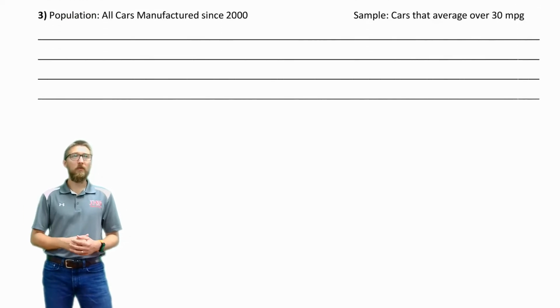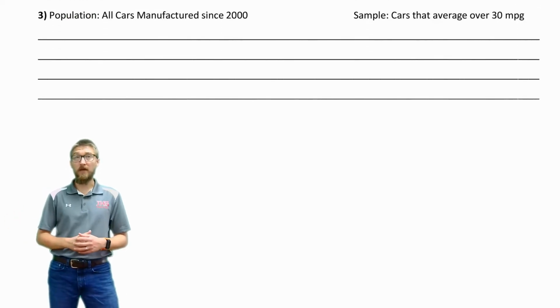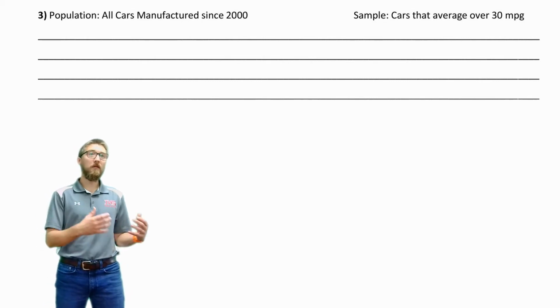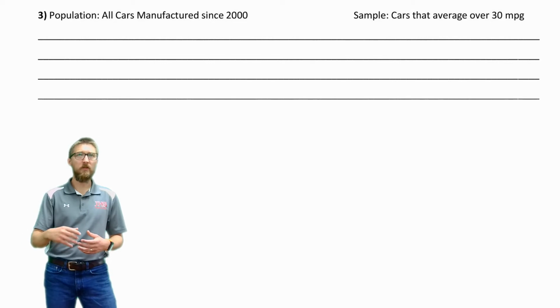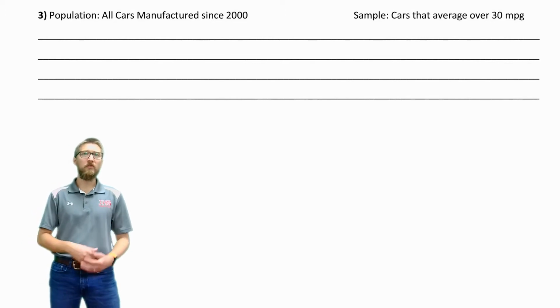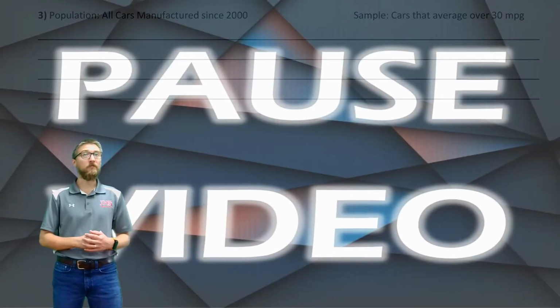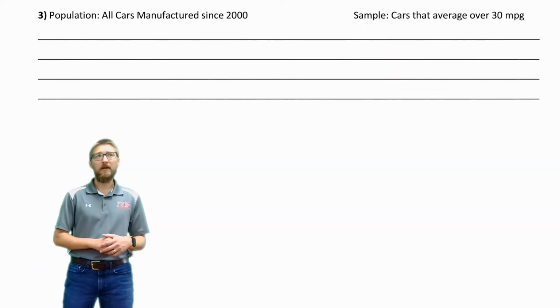Number 3, the population is all cars manufactured since 2000, and then the sample would be cars that average over 30 miles per gallon. I want you guys to maybe pause the video and try to come up with some questions for that sample and population. Here's some of the thoughts that I've had.